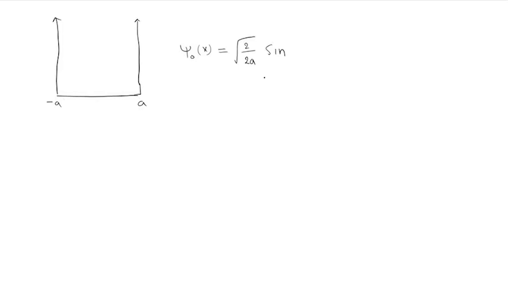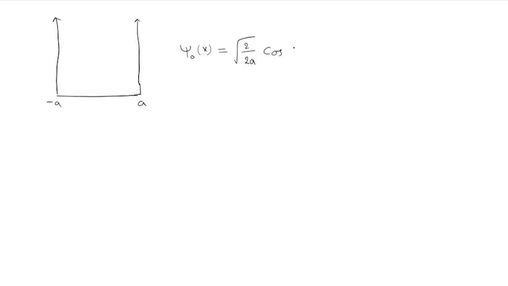Is it sine or cos? Someone said cos. It has to be cos. It's not sine because it's a symmetric well. Only when it is cos does it go to 0. It has to go to 0 at the end point. If it were a sine, it would not go to 0 at the end point.